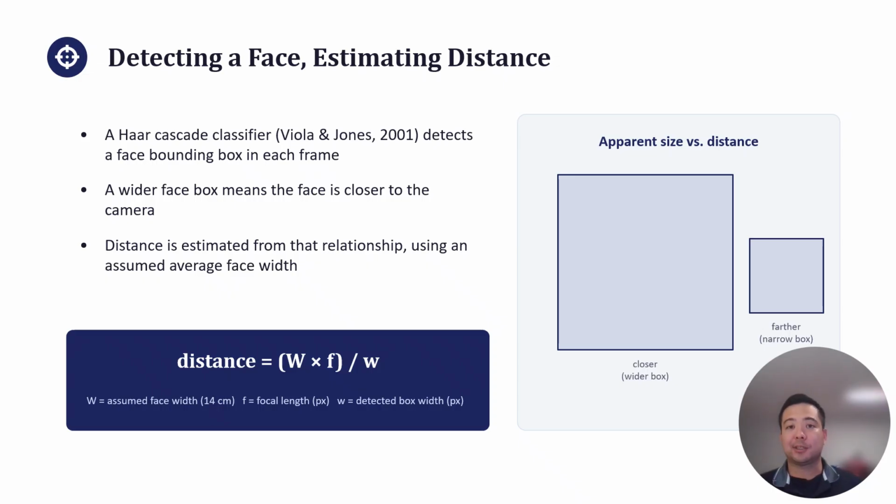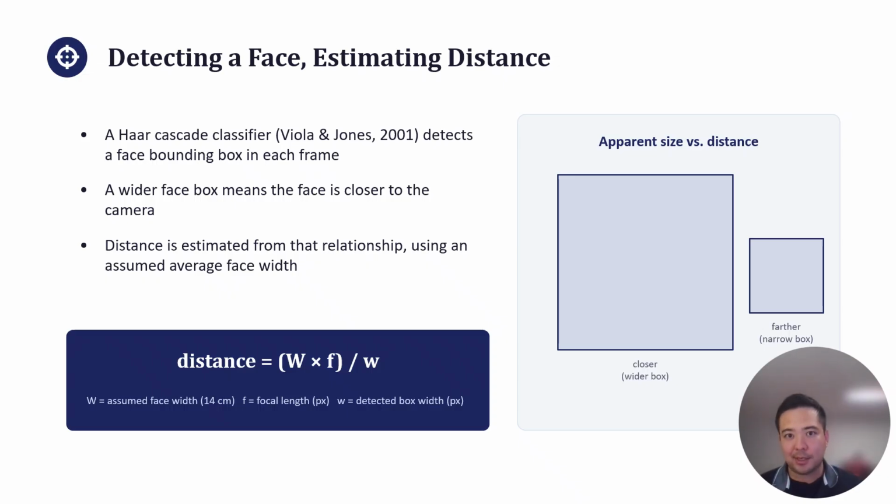When it comes to detecting a face, the pipeline starts with a Haar cascade classifier. This is the Viola and Jones algorithm, which detects a face within a box frame. When it comes to distance, a face that looks wider in the image is closer to the camera, and a face that looks narrower is farther away. That's just how perspective works, and it's the same principle you'd use to judge distance with your own eyes.